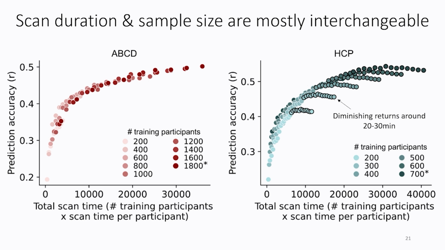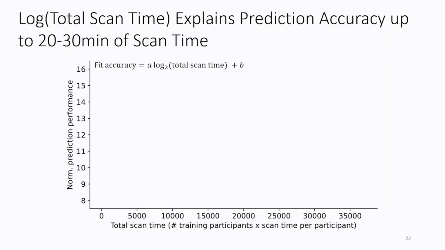But if we ignore this for now, and we try to model this first part using a logarithm curve, it seems like using the first 20 to 30 minutes might fit a logarithm curve pretty well. So that's what we did. Just to show our equation over here, we fit accuracy as A times the logarithm of total scan time plus B. And we estimate A and B from each phenotype that we looked at, and plot the normalized accuracy here on the y-axis.